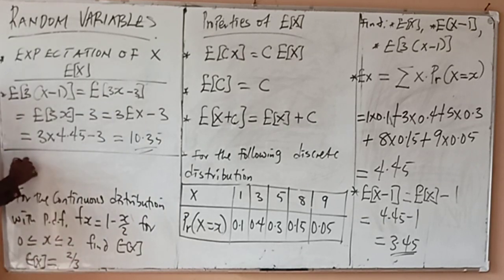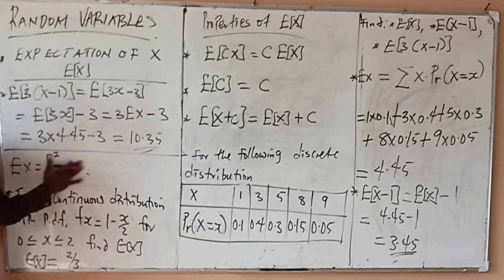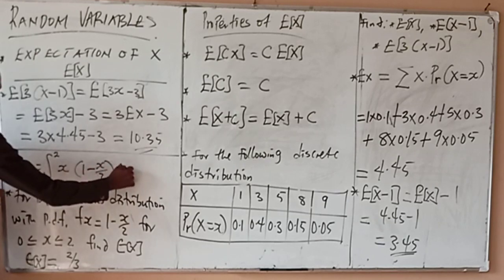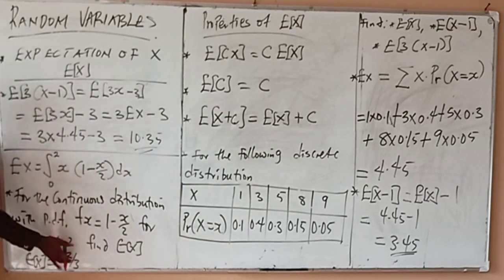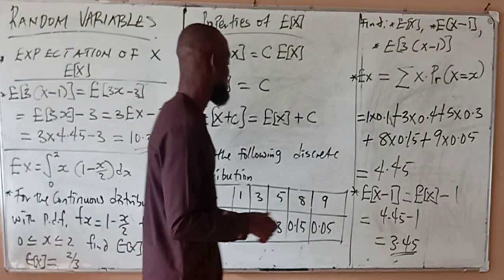The expectation of x here will be the integral from 0 to 2 of x multiplying that portion of x. And what is the portion of x? 1 minus x over 2 is the portion of x. So go and try and solve it, see if we can have the answer. That will be the expectation of x.